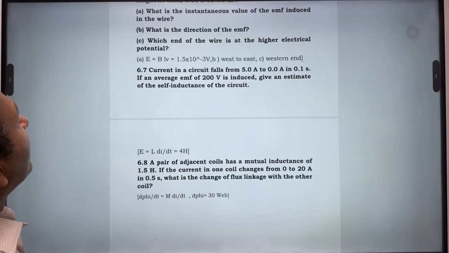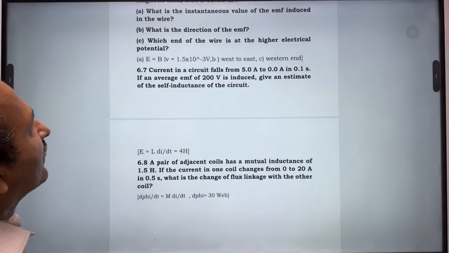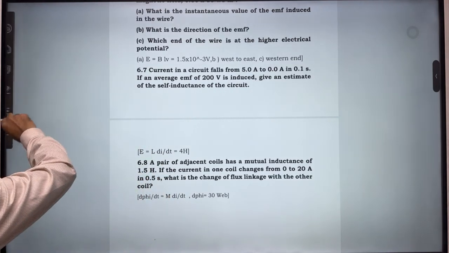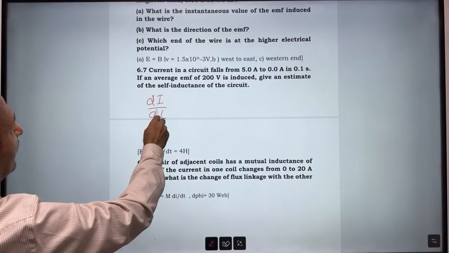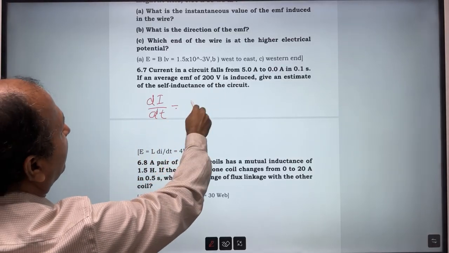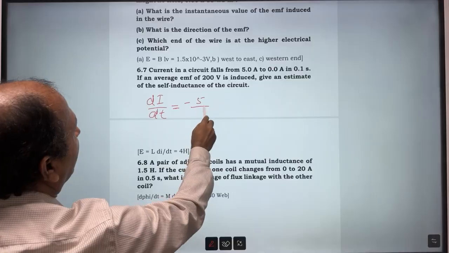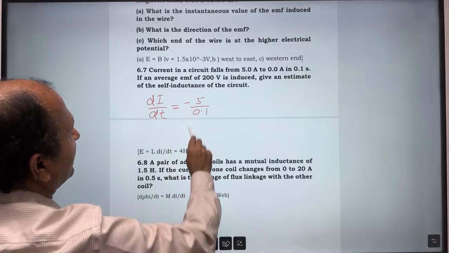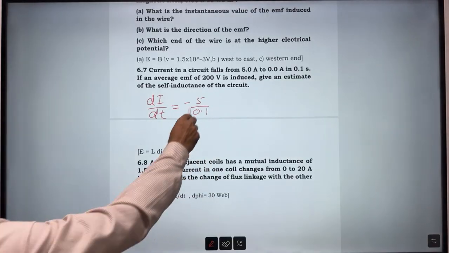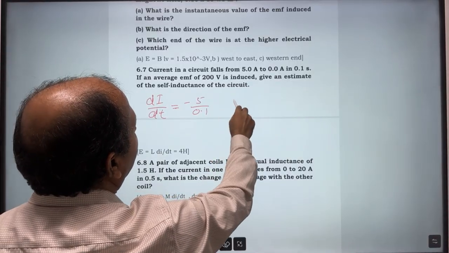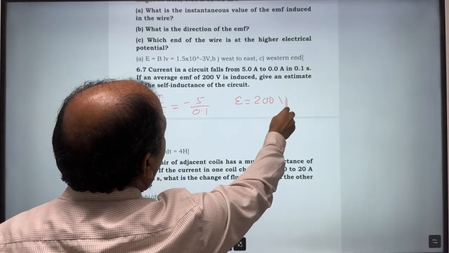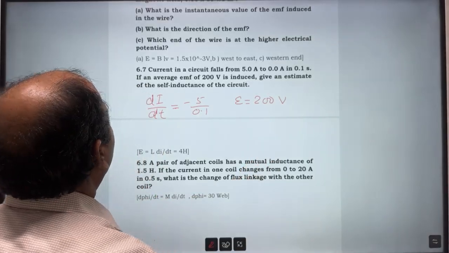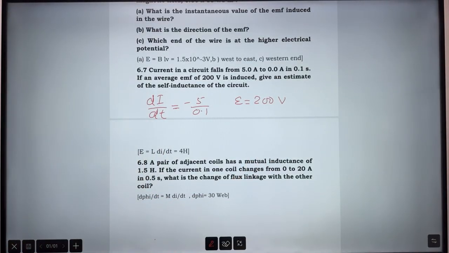The next question says current in a circuit falls from 5 ampere to 0 ampere in 0.1 second. So what is given? This is di by dt, right? The value of di by dt will be negative, so minus 5 by 0.1 ampere per second, and then average EMF is given. Average EMF means E is given 200, although it will be negative, so we can adjust it. Give an estimate of self inductance of the circuit.